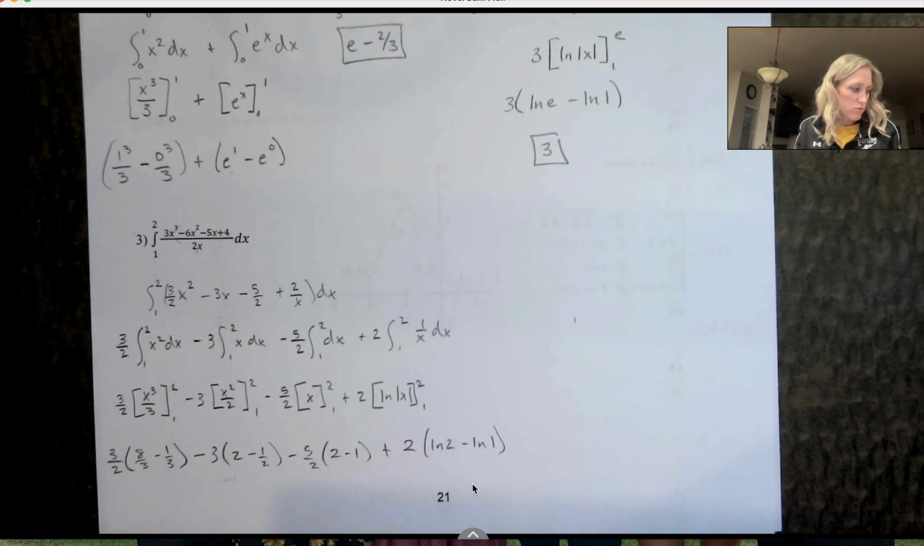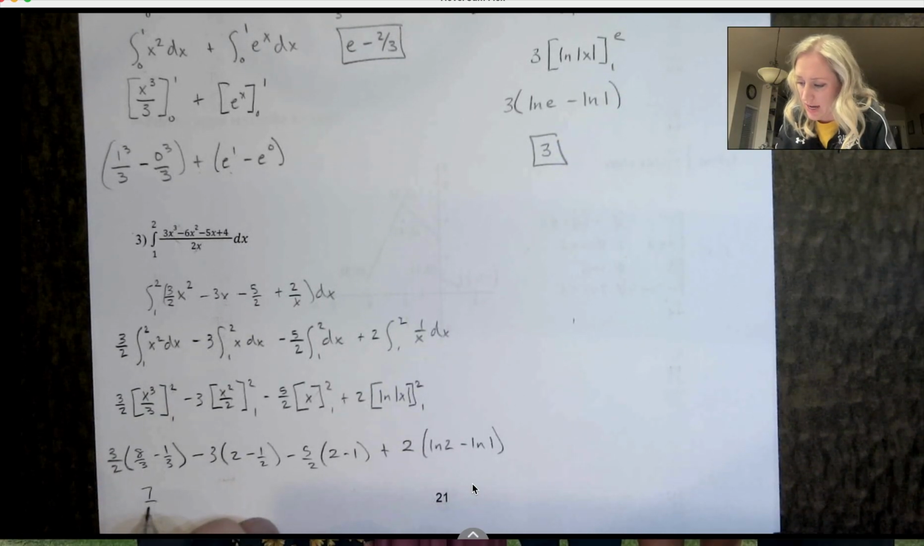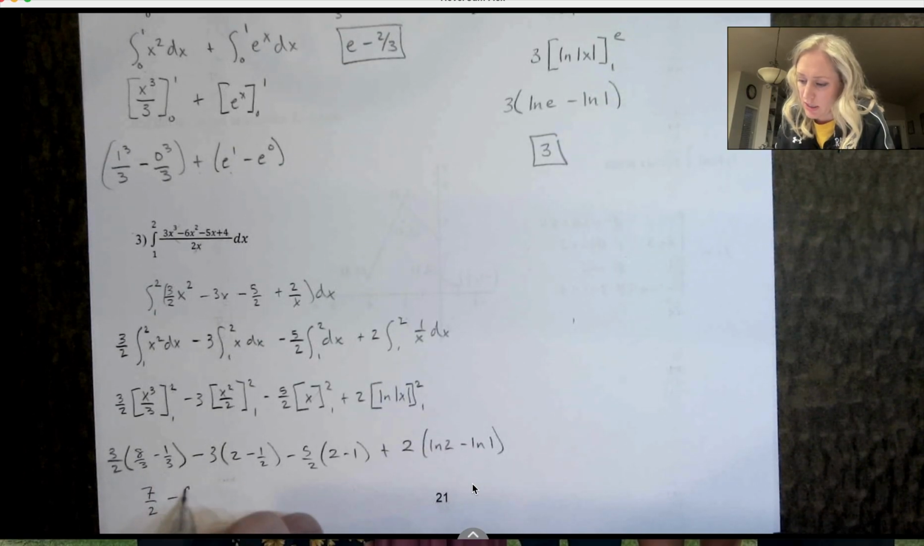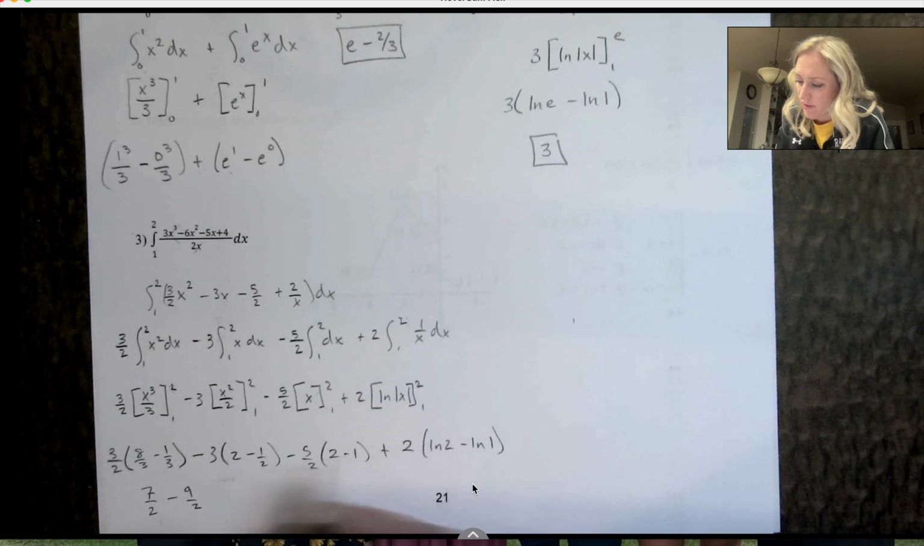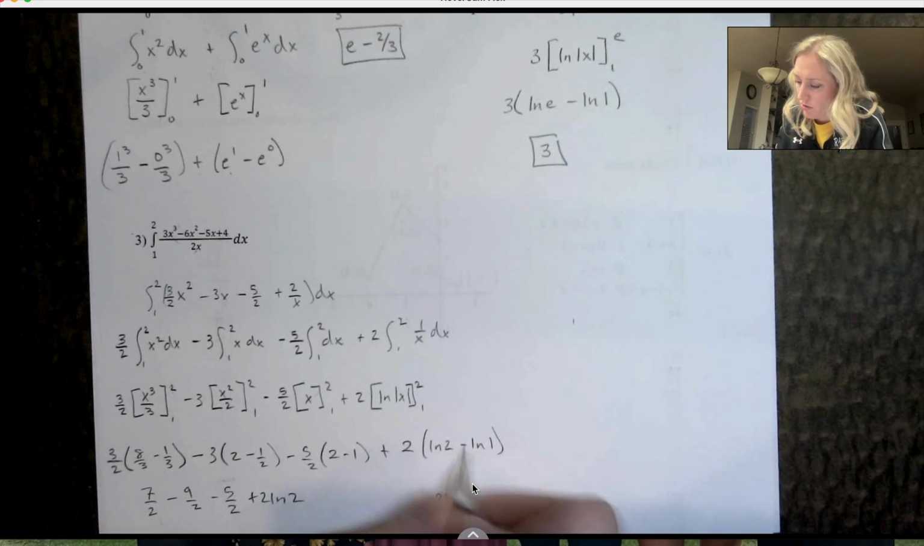So my 7, the 3's are going to cancel with that 3, so I'm going to be left with 7/2. 2 minus 1/2 is 3/2. Times 3 is -9/2. -5/2 times 1 is -5/2. And then here I've got 2 natural log of 2, and natural log of 1 is 0.